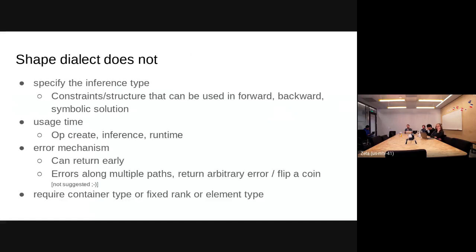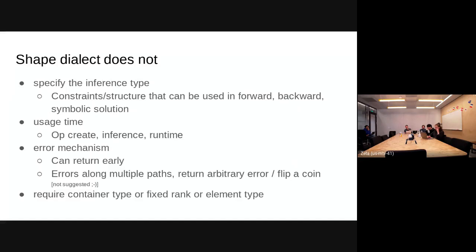But what the shape dialect, for example, does not tell you, and this is a couple of other questions, is the shape inference type, right? So this is the function as described in the previous slide. There was no mention of the direction or how we actually want to use it. So to Mehdi's point, it's the decoupling of the specification from the use sites. And so whether you finally have a consumer that uses it for forward propagation, backwards, or symbolic solutions, that's more in the consumer context.